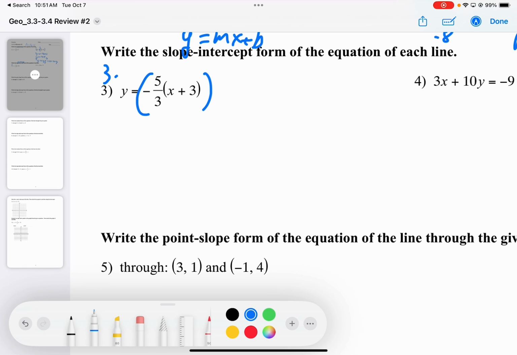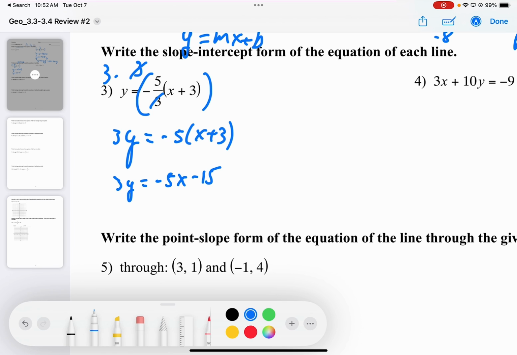Okay? Kind of similar to what I did last problem. So then I get 3y equals, when I do 3 times negative 5/3, the 3's cancel out. So then you have negative 5 times x plus 3. And we already multiplied that parentheses technically by 3, and it canceled out the third. So I don't need to multiply it also by the 3 and also by the x. Okay? Now what I would do is distribute. So then you would have 3y equals negative 5x minus 15.